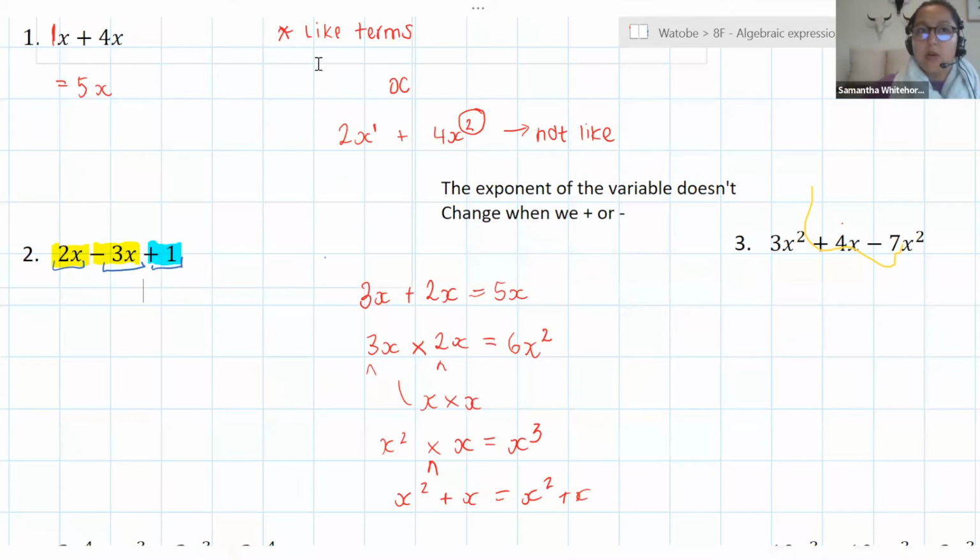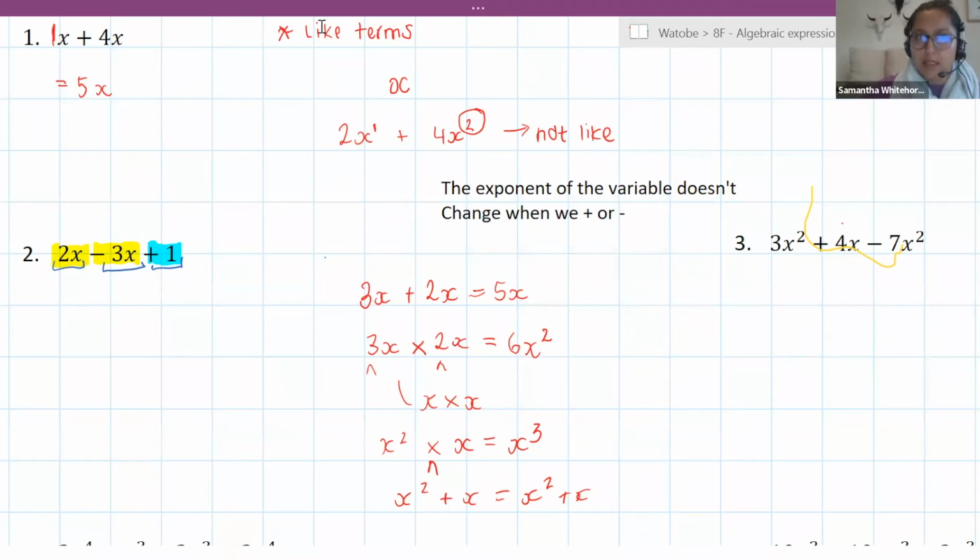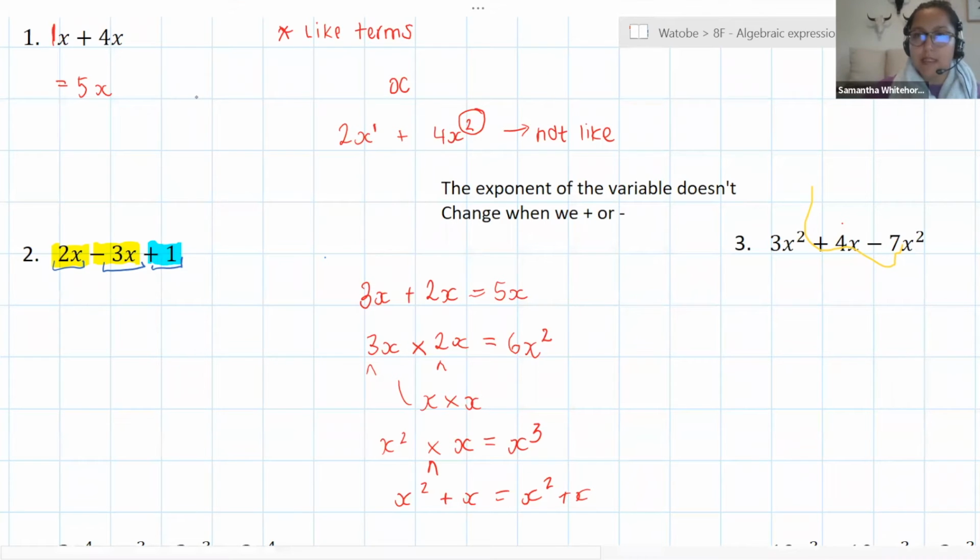Now, remember, we can only add and subtract like terms. So when we want to simplify this, I can only add together the like terms, the 2x and the minus 3x. If you struggle with adding and subtracting negative numbers, a number line is useful. But also remember, you do have a calculator and you can just type it in.